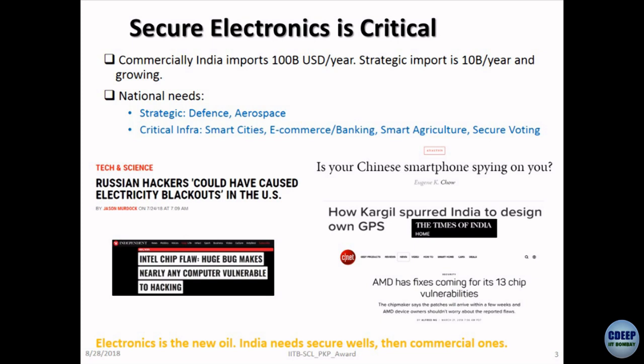What are our national needs? There are strong strategic needs. There is defense and aerospace. So electronic systems run our defense. They run our space program. When we want to make a smart power grid, the decisions are going to be made electronically. If you look at agriculture, e-commerce, banking, secure voting is an electronic process. It is no longer something where you cast a paper ballot. So all critical infrastructure is essentially something that requires very, very secure electronics.